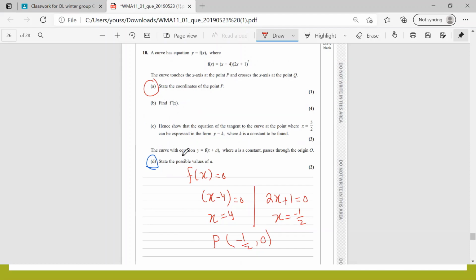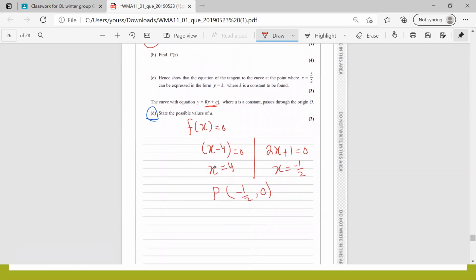It says the curve of the equation y equals f of x plus a, which is inside the function notation, it means horizontal translation, where a is a constant, passes through the origin O. State the possible values of a. So now, after the transformation from this function to this function, the curve will pass through the point 0 and 0. As we know, it was passing by the point 4 and 0 on the x-axis and negative half and 0 on the x-axis as well.